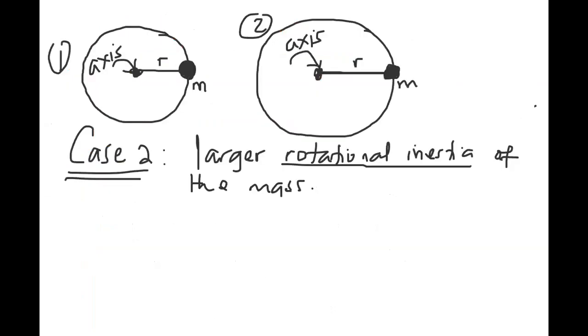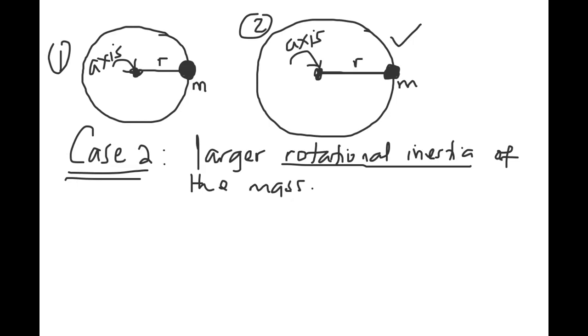And we saw the same thing here. If you are spinning something on top of your head, you realize that the longer the rope, the harder it is to start spinning, but also to stop spinning. And therefore, this case shows that there's a larger rotational inertia compared to case one. So, larger rotational inertia of the mass.